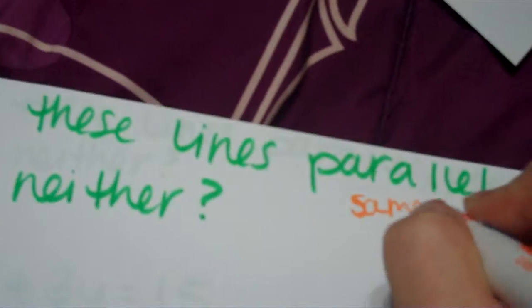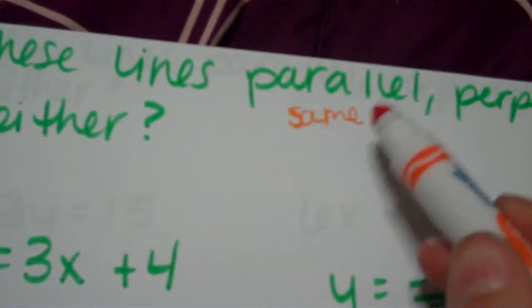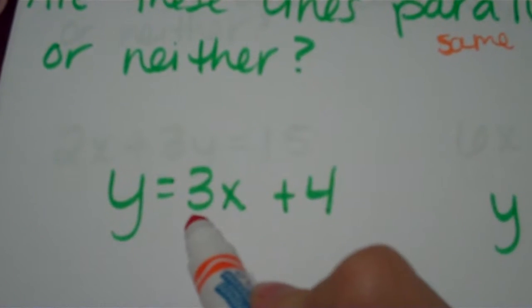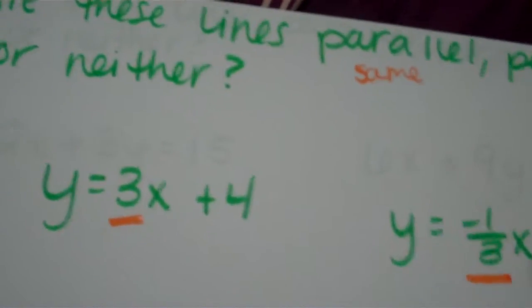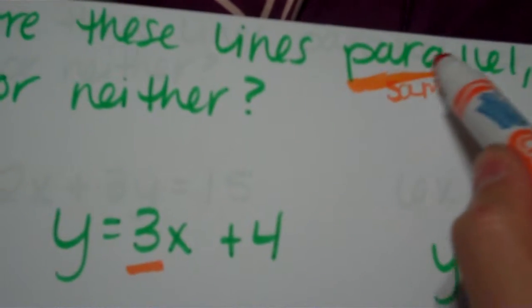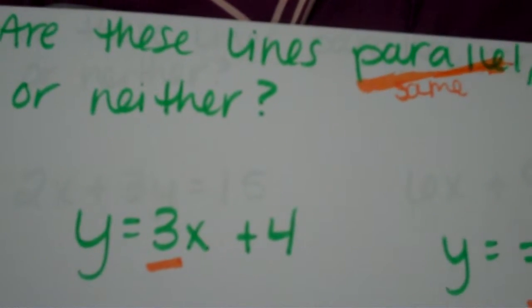Okay? So, parallel lines mean, if you need to remember, the same slope. Parallel lines mean the same slope. Since these are already solved for y, the slope here is 3, and the slope here is negative 1/3. Obviously, they're not the same, so they are not parallel. We can tell that right now.